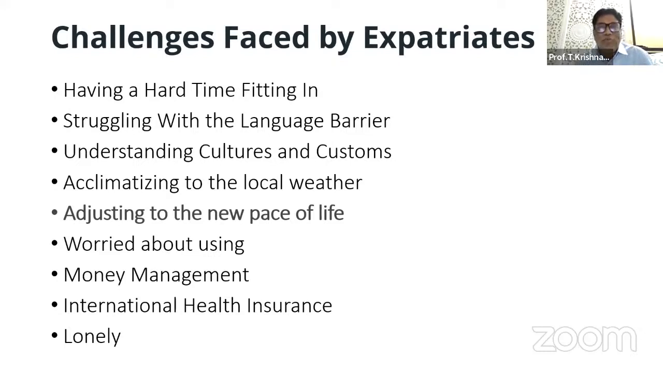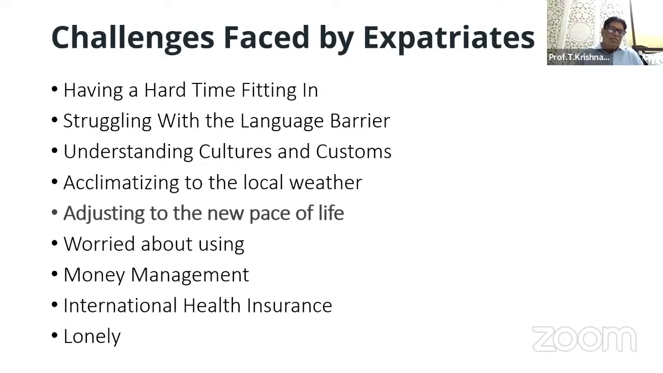Then adjusting to the new pace of life. Very simple thing. A Hyderabad person going to Mumbai, it makes a lot of difference. The pace of life is totally different. So you need to adjust, or sometimes you might be in a place where you are too busy, and when you go to a different distant land where people are cool and chill, you need to adjust to that kind of life.